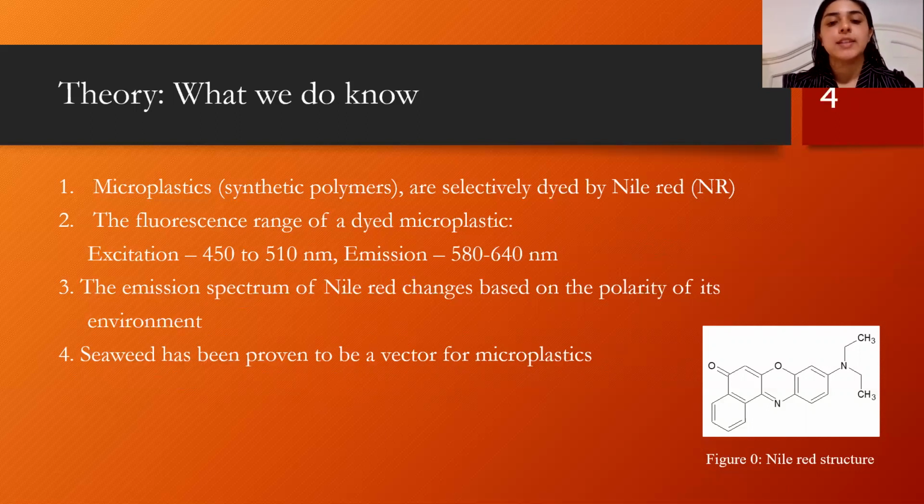The fluorescence range provided to me by the second journal was an excitation range between 450 to 510 nanometers and an emission range of 580 to 640 nanometers, which again allows me to discriminate between a dyed microplastic with Nile red versus some other concomitant in the solution. The emission spectra of Nile red does change, however, based on the polarity of its environment. If there is any sort of interaction between the Nile red and whatever is in solution, this should theoretically be reflected in emission spectra.